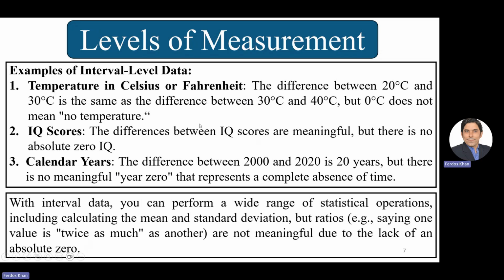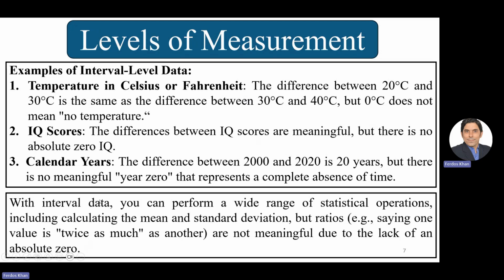IQ score: differences between IQ scores are meaningful, but there is no absolute zero IQ score. Calendar year: the difference between 2000 and 2020 is 20 years, but there is no meaningful year zero that represents a complete absence of time. So these are the examples and the interpretation of no true zero on the scale for interval level data. Now, what types of calculation and analysis can we perform with this level of data?